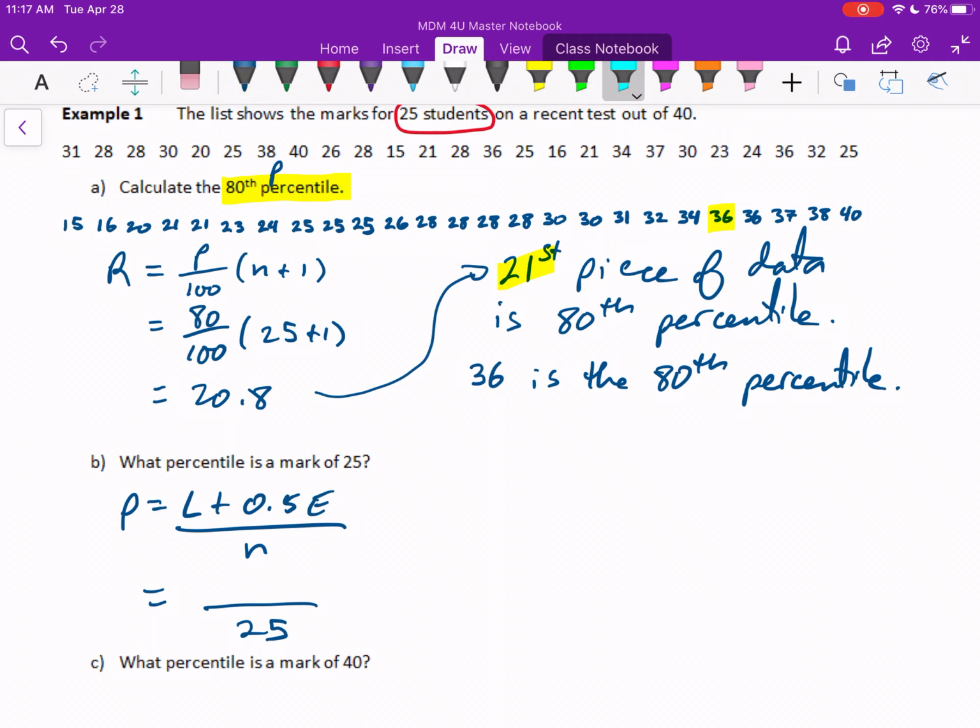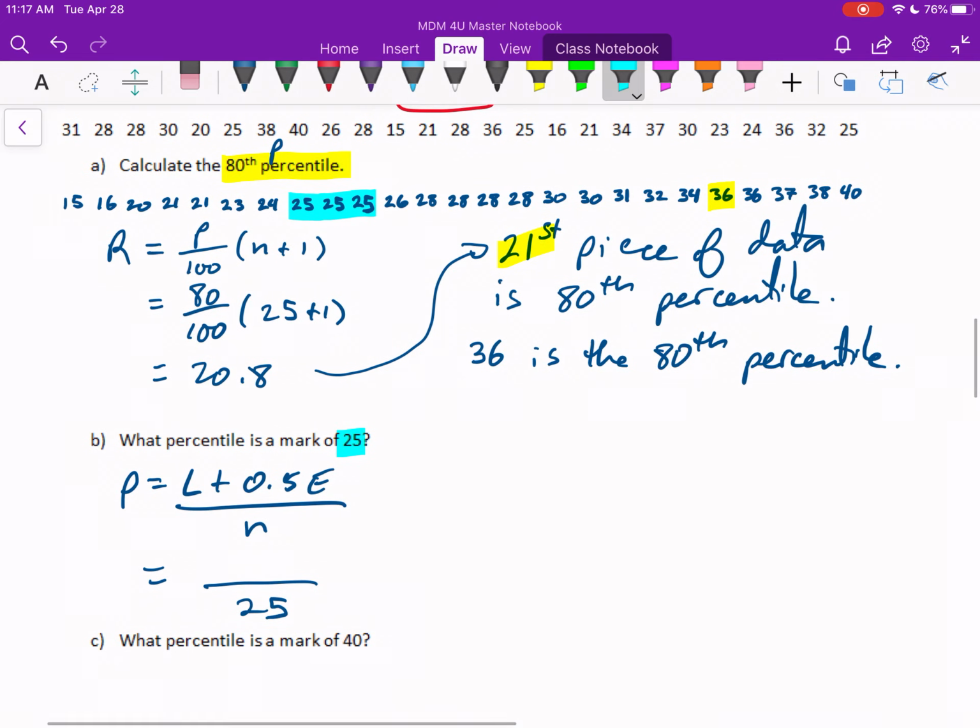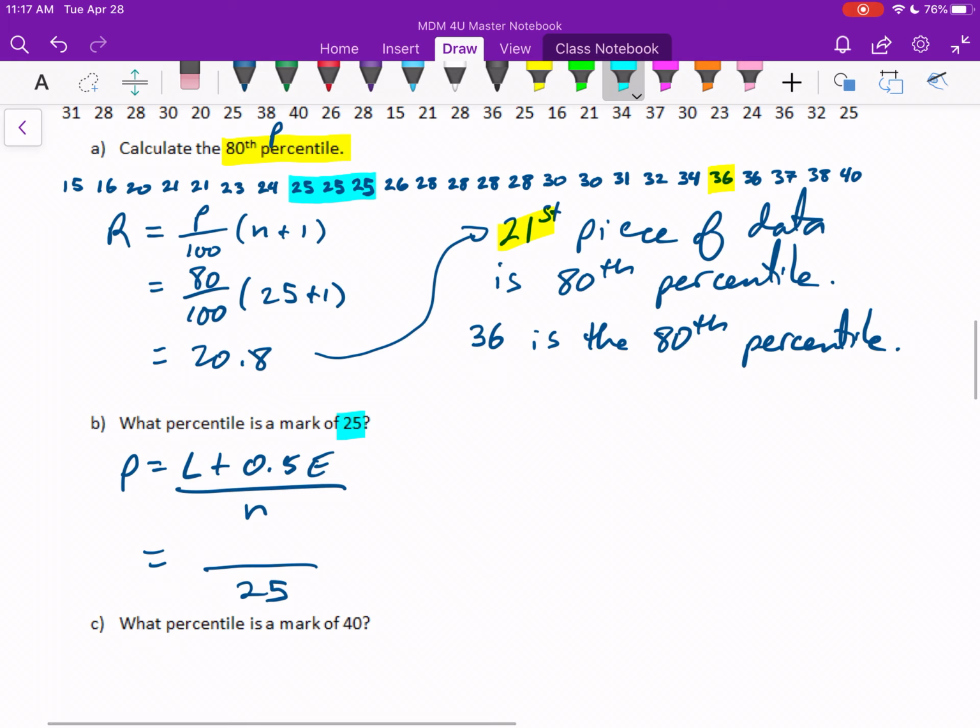Let's do that in blue here. So 25 on the list is here. Well, actually, there's 3 of them, so I'll highlight all of them. It doesn't really matter for that. And L is the number of pieces of data that are lower than 25. 1, 2, 3, 4, 5, 6, 7. Right? There's 7 numbers to the left of those 25s. So 7 is L.